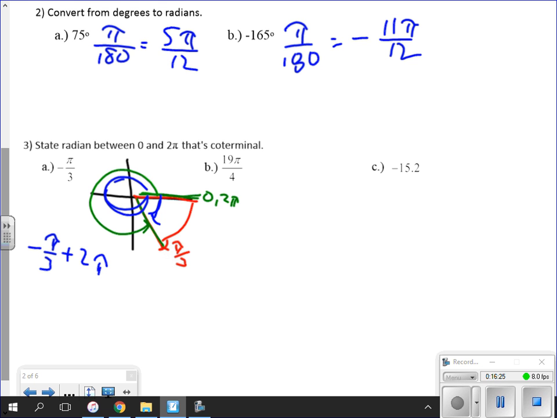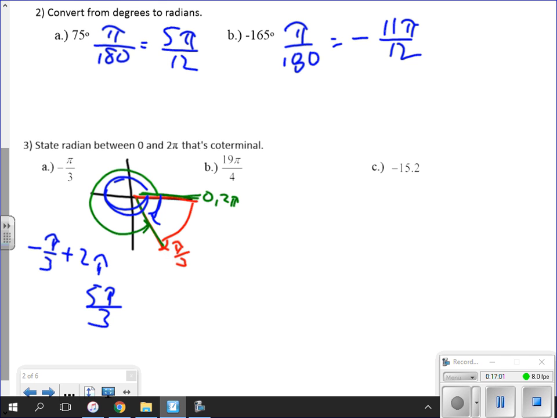Okay, we do not put these as mixed numbers. You never, ever have radians that are fractional measurements as mixed numbers. They're always improper, because 2 minus 1/3 is 1 2/3. We do not do 1 2/3 pi. We make that 5 pi, sorry, 5 pi over 3. And that's what the coterminal is.